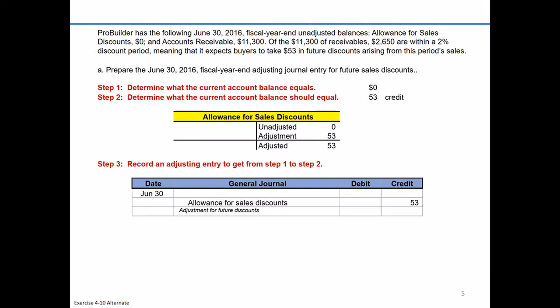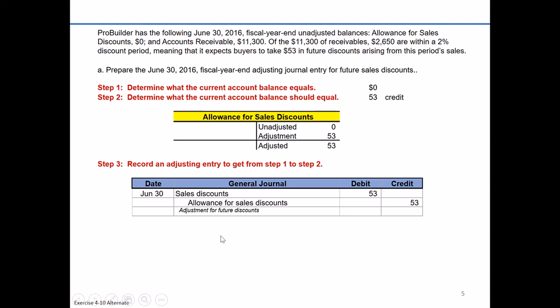What's the flip side of the entry? Well, just like when an actual customer pays and takes advantage of the sales discount, we debit the sales discount account because it's a contra revenue account. When we estimate our sales discount, we also debit sales discount in this instance for the estimate of $53. Again, that would be shown on the income statement as a subtraction from sales in order to correctly reflect sales at its net amount.